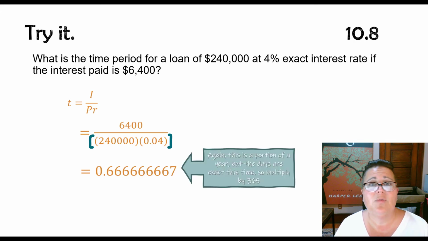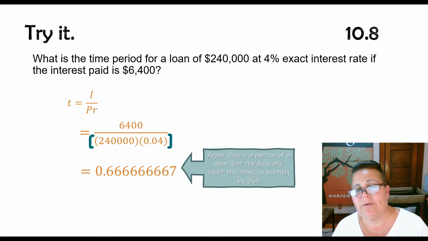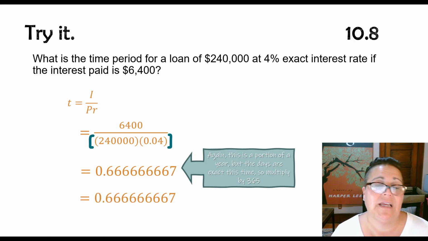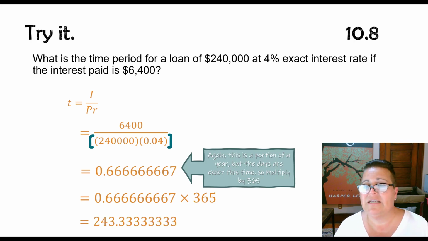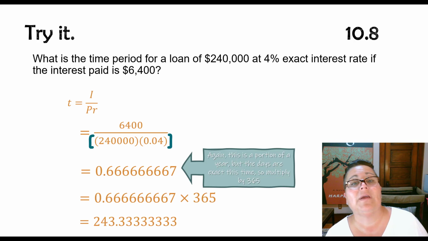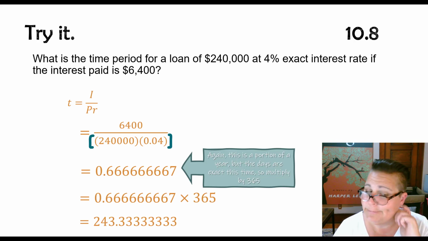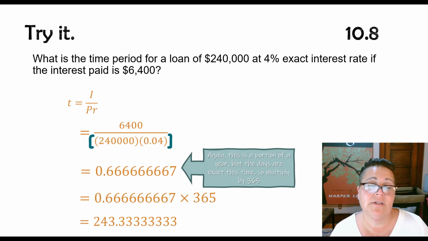0.6666666666666. This is a portion of a year. I need to know what they want the time in. And since they've stated exact interest rate in the problem, I want to multiply by 365. So I'm going to take 0.6 repeating times 365 to get 243.3 repeating days. Now, this is another one of the quirks of days.